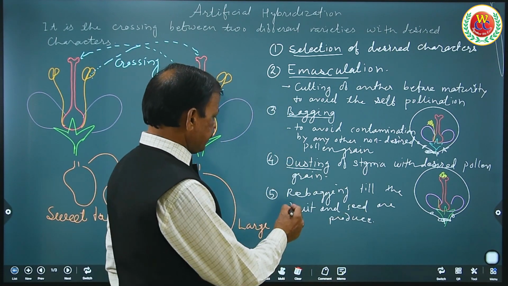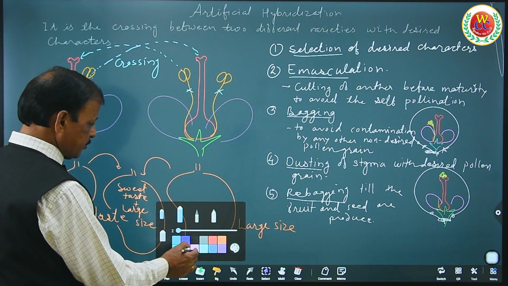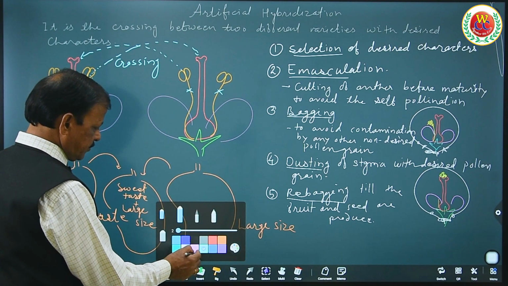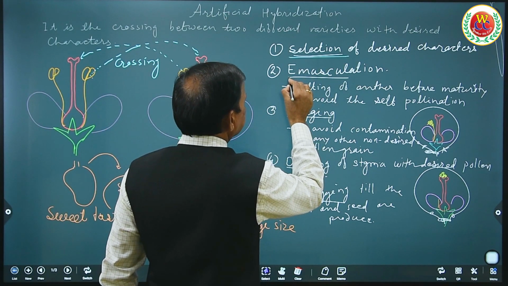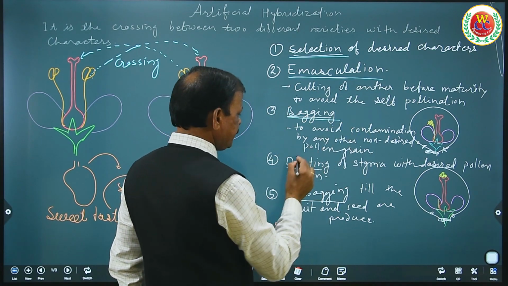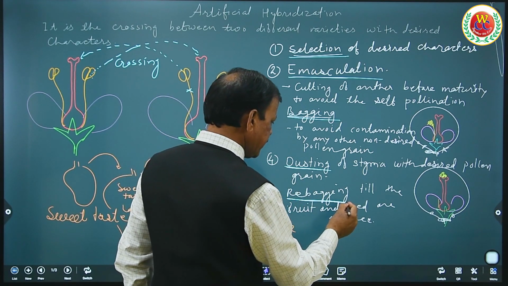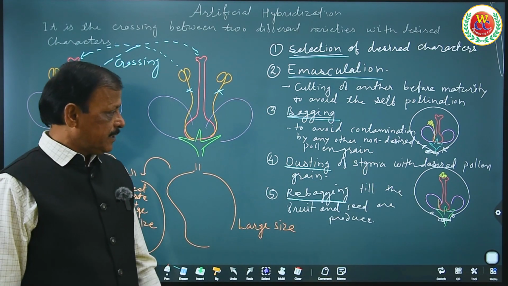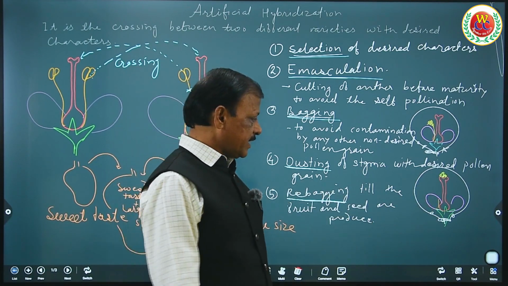So these are the 5 steps to be remembered as a sequence, and a question can be asked. So very important to know. First step is selection of desired character, second is emasculation, third is bagging, fourth is dusting of pollen grain with the desired character, and rebagging till that flower gets fertilization, fruit and seeds are developed.